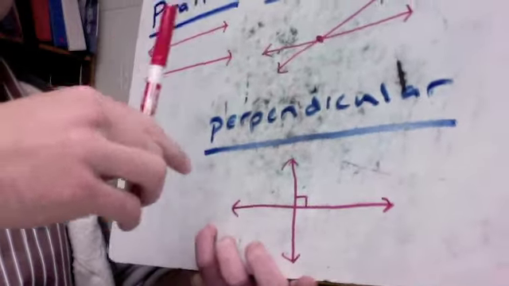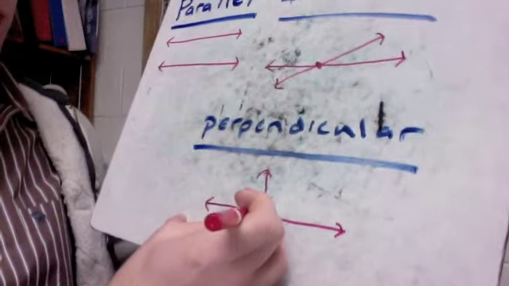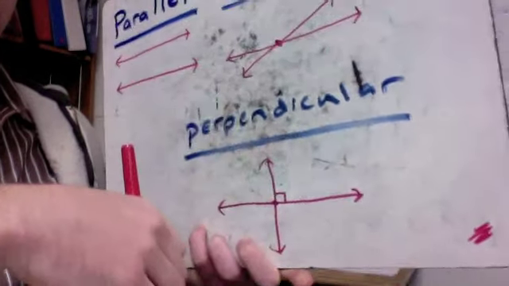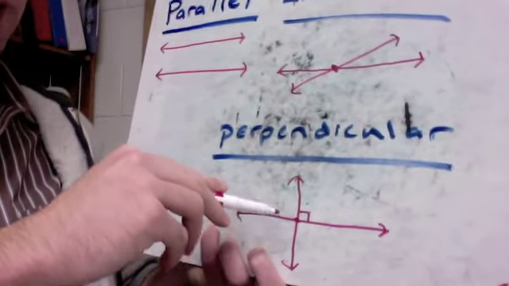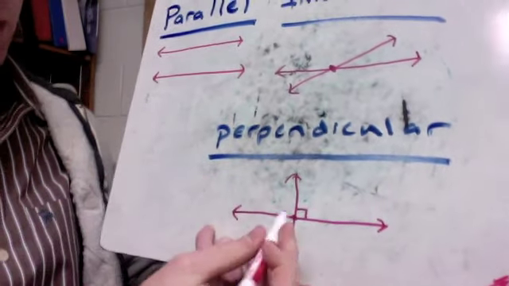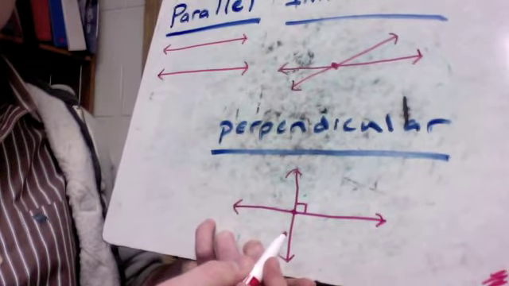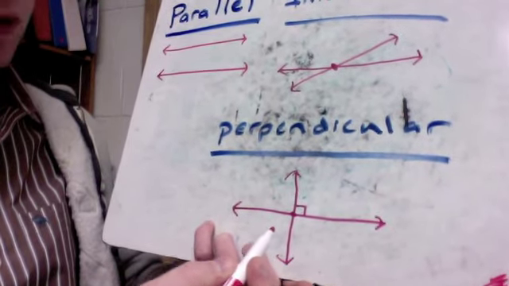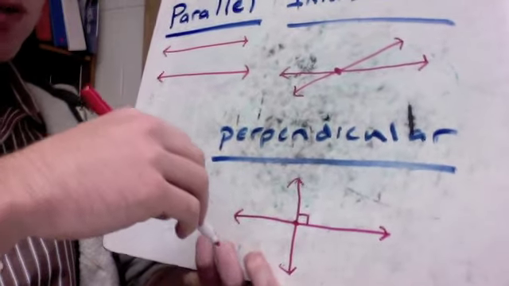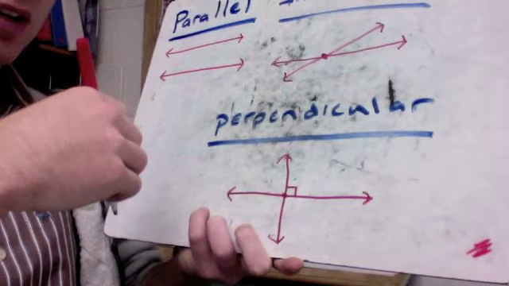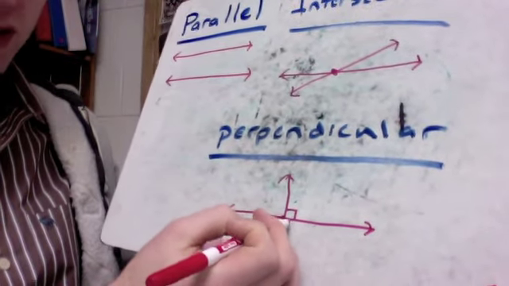Now, a special type of intersect is called perpendicular. These two lines cross paths right here. The special thing about perpendicular is it makes a 90-degree angle. And if you see, I've drawn this little box in here. We'll talk more about angles later in this unit. But if you look on here, I put this little thing here to indicate it's a right angle. It's a 90-degree angle. Another way to look at it is it makes like a square corner right here.